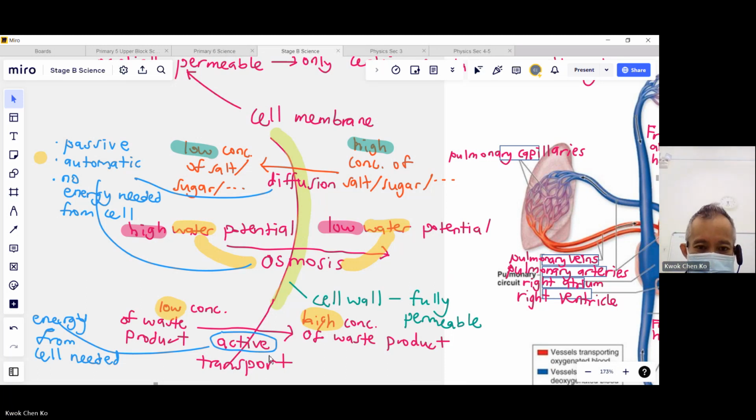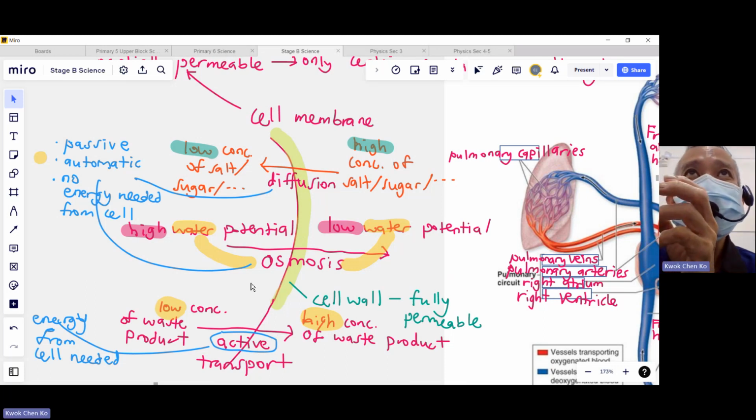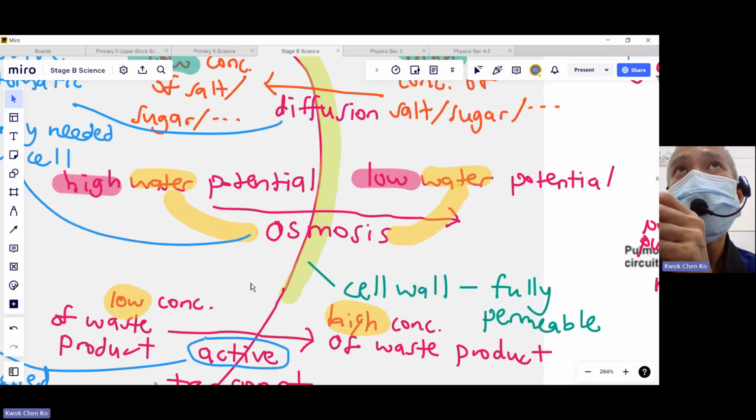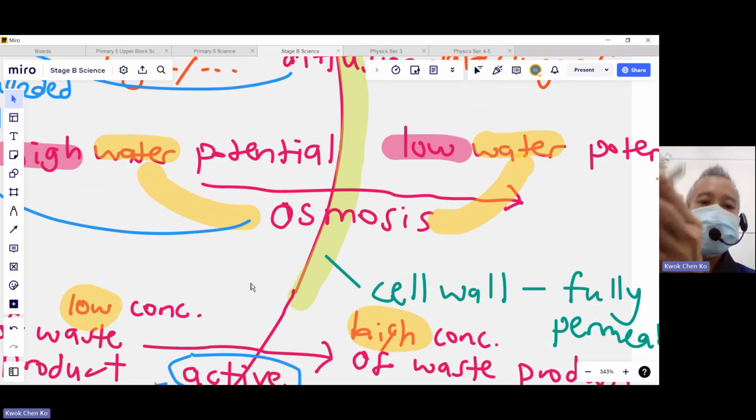One last thing. It can't just happen like that. There is something there. This and this, diffusion and osmosis, can just go straight through. But of course, it all depends on the size of the salt and sugar. If it's too big, it still can't go through. Water is definitely small, so water can go through, but this one can't just go through like this. There is something here, something on the cell membrane.